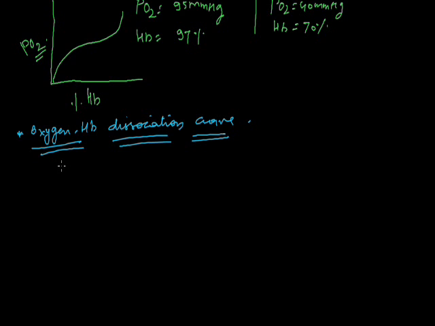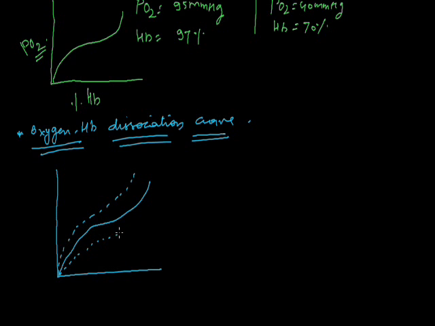So when it shifts, suppose this is the graph, this is the curve in the normal condition, and it can shift to the left side and it can shift to the right side like this. When it will shift to the right and when it will shift to the left depends on the condition. What are the conditions? In what condition will it shift to the right side, and in what condition will it shift to the left side?